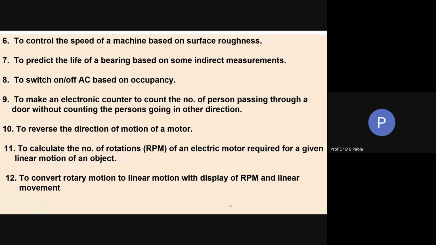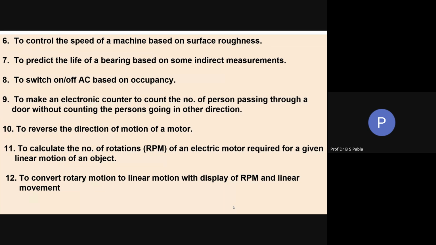To control the speed of a machine based on surface roughness. In mechanical engineering, surface roughness or surface finish is very important. So if I know that the speed of the machine or RPM of the machine or feed of the machine or depth of cut of the machine affects the surface finish, can I automatically take note of what is the current surface finish being generated by the machine, and can I adjust the RPM? Can I adjust the feed rate of the machine so that my surface finish is in the desired range?